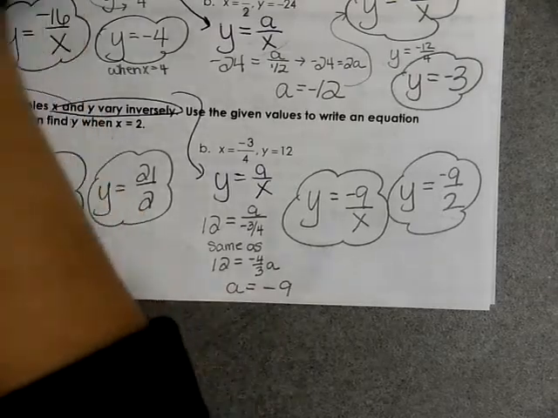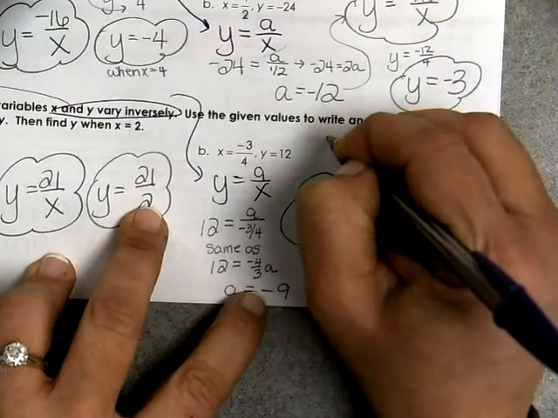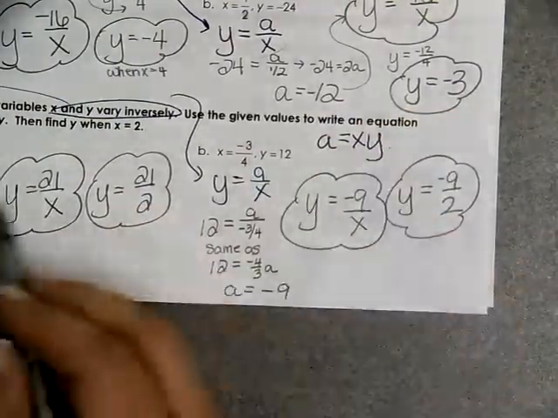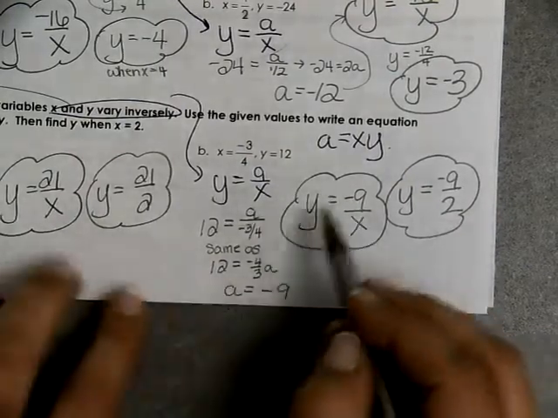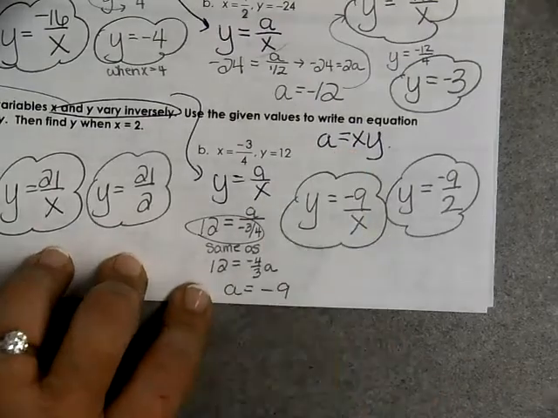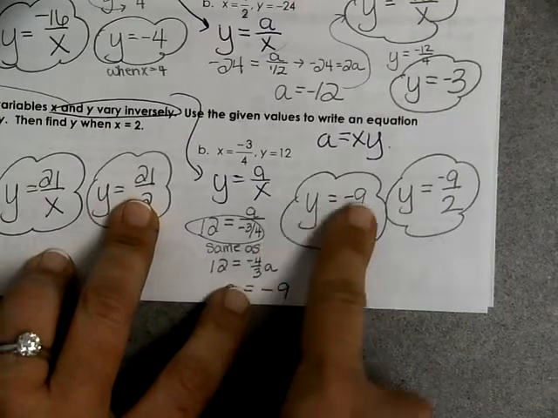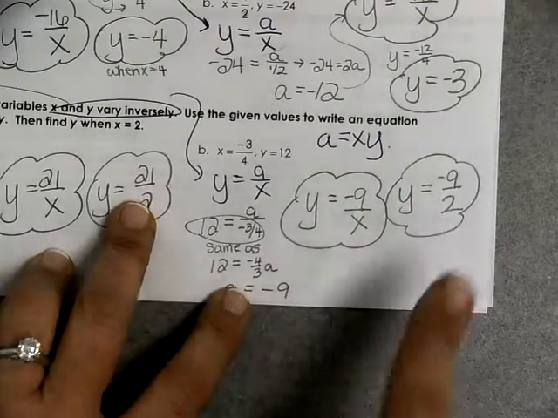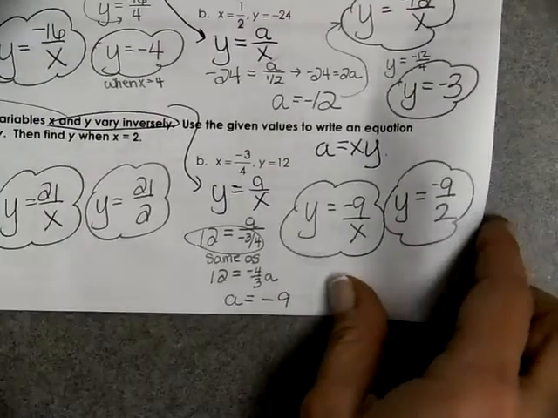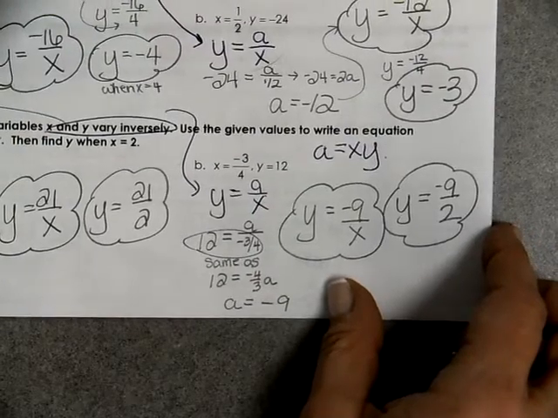If you don't like dealing with the fractions, remember another way you can find a is just a equals x times y. I mean, that's what we're doing essentially, right? We're just multiplying the x and y together. So you can do that to find a in these problems if you want. And then the inverse variation equation would be y equals -9 divided by x. Putting 2 in for x, we get y equals -9 over 2. Okay? All right. So that's a little bit about inverse variation.